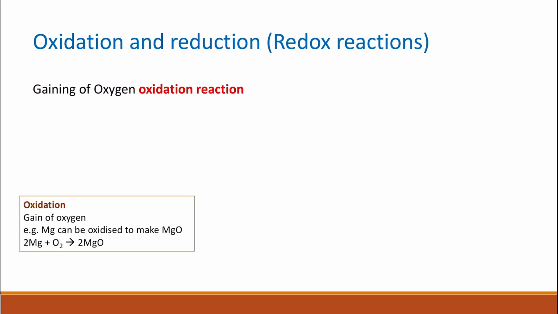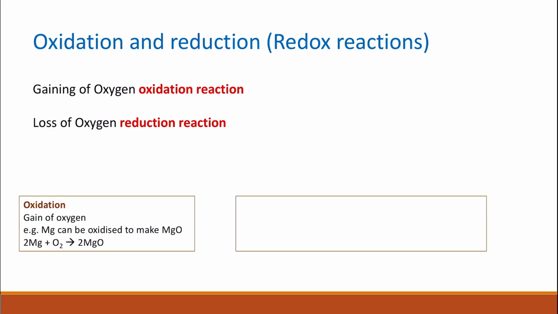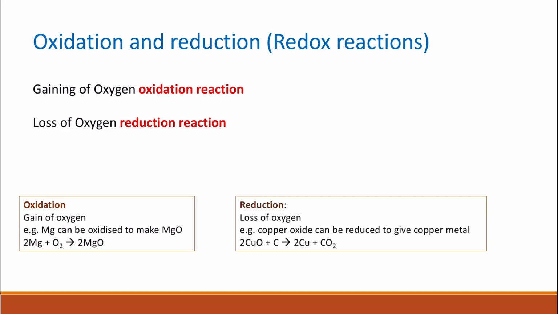For example, metals can be oxidized to make metal oxide. When metals react with oxygen, like magnesium with oxygen, that will give you magnesium oxide. Now the magnesium has gained oxygen and magnesium was oxidized in this reaction. On the other hand, the loss of oxygen will be a reduction reaction. So reduction is the loss of oxygen.